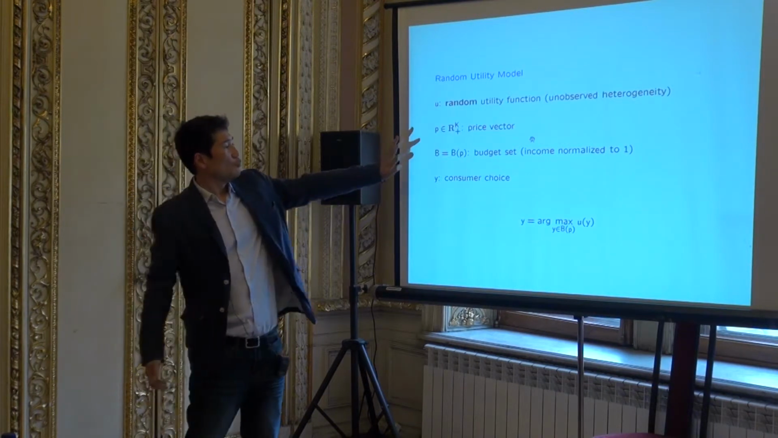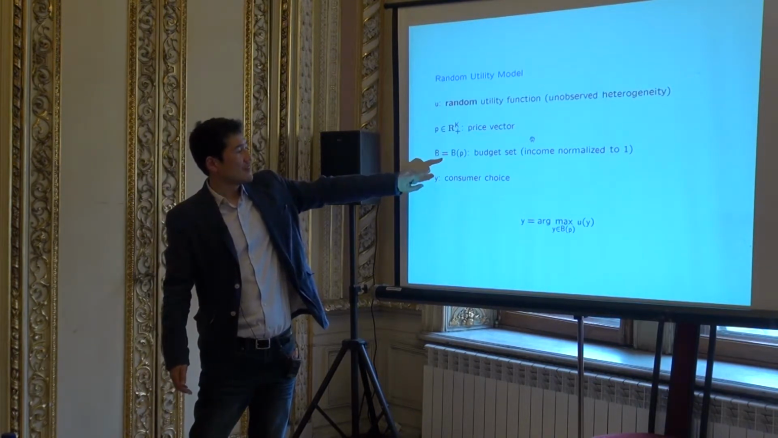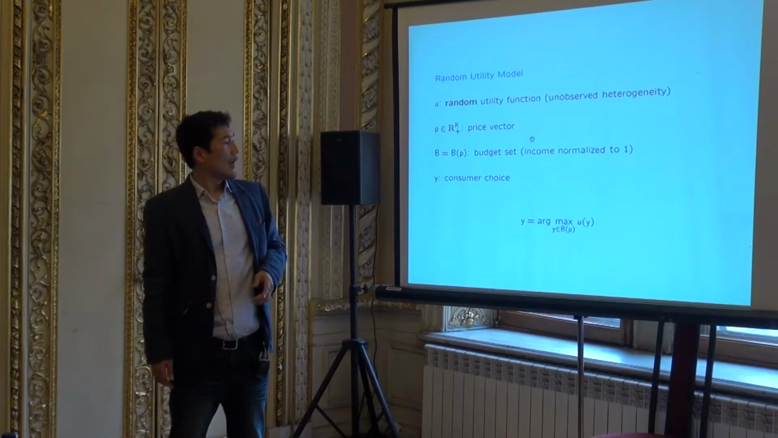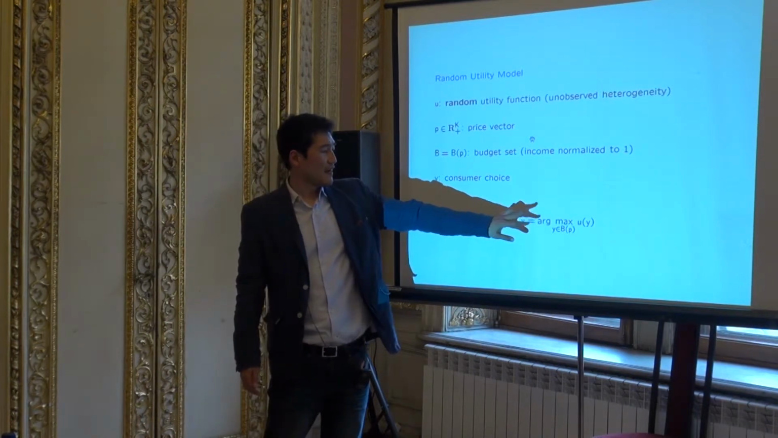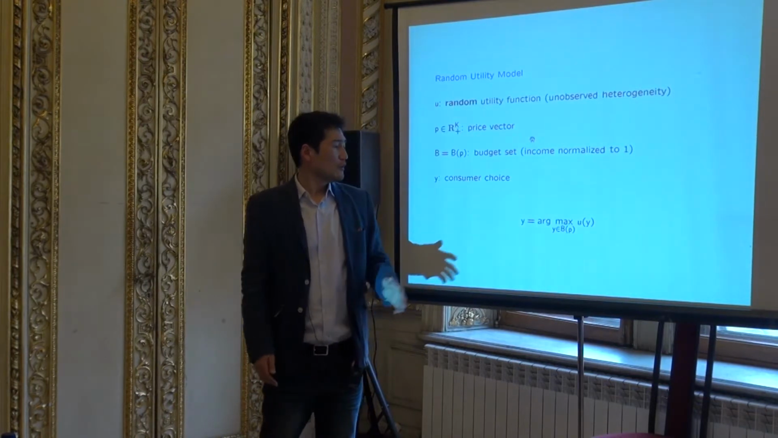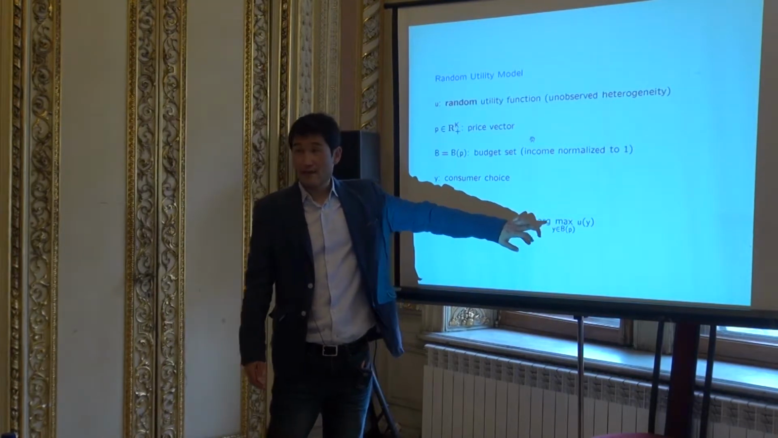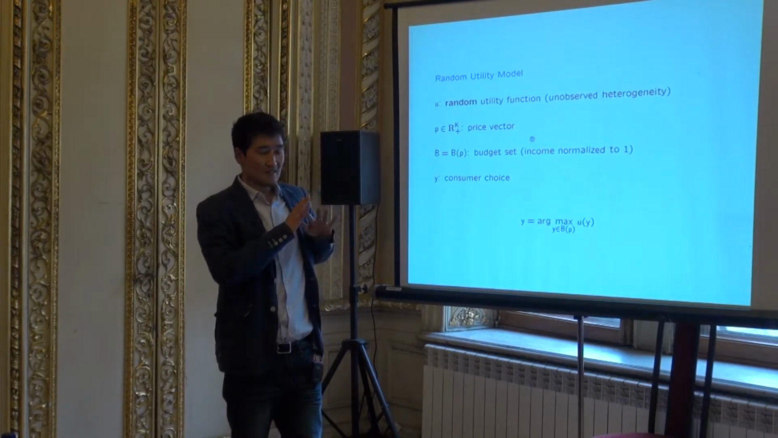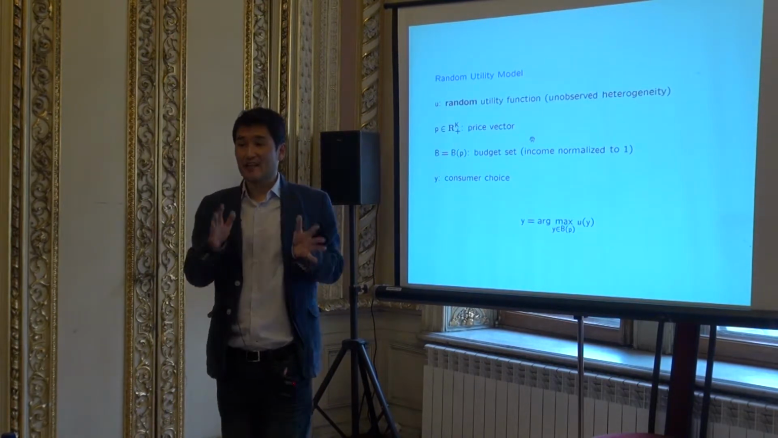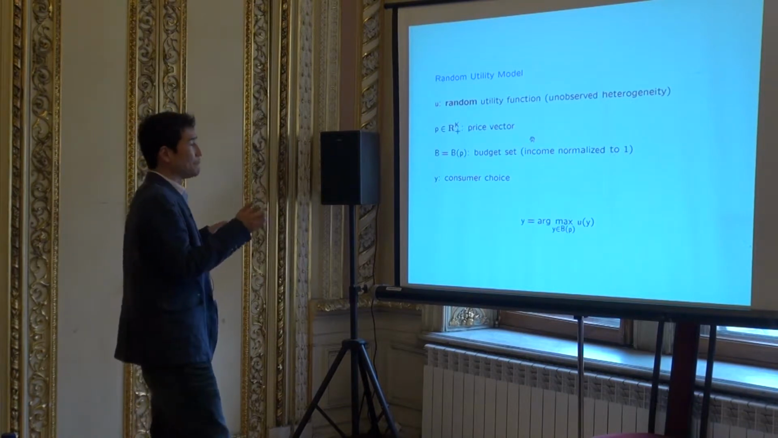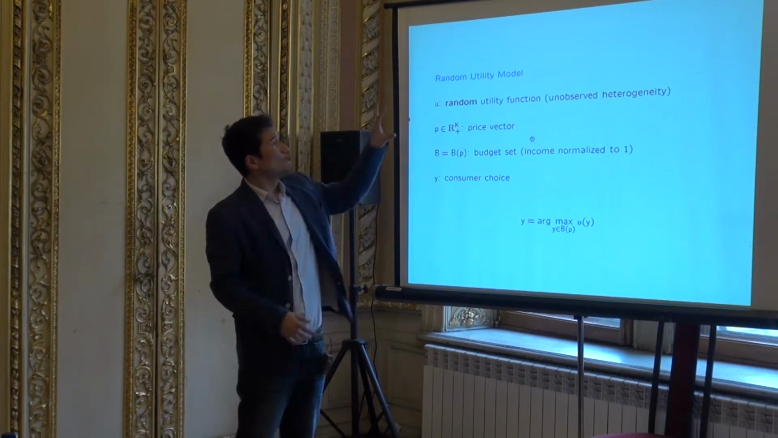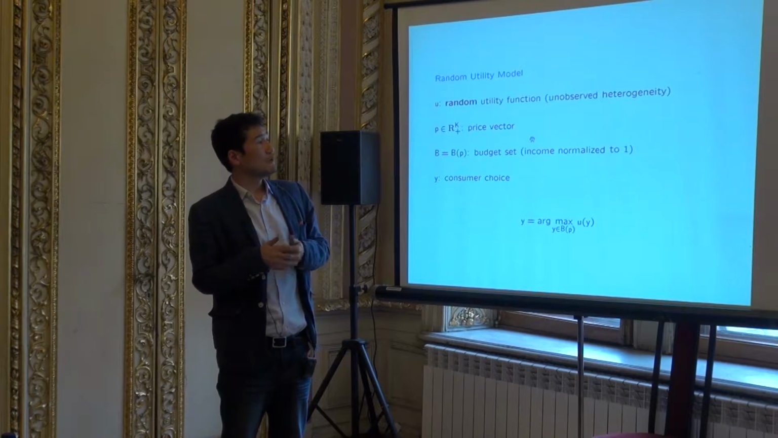So each budget set is now indexed by P, and then each consumer maximizes the utility U over the budget set. And so this is, as I said before, the standard utility maximization program. So far nothing new.